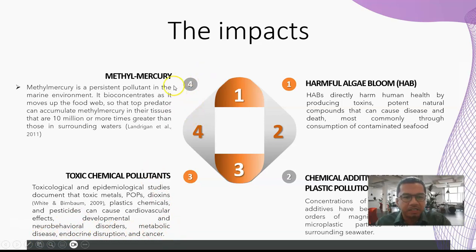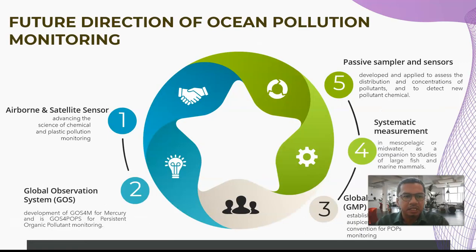And the fourth pollutant is methylmercury. It is a persistent pollutant in the marine environment. This pollutant can bioconcentrate as it moves up the food web, so that predators can accumulate methylmercury in their tissues at levels 10 million or more times greater than those in surrounding waters. So that's basically several impacts of ocean pollution.